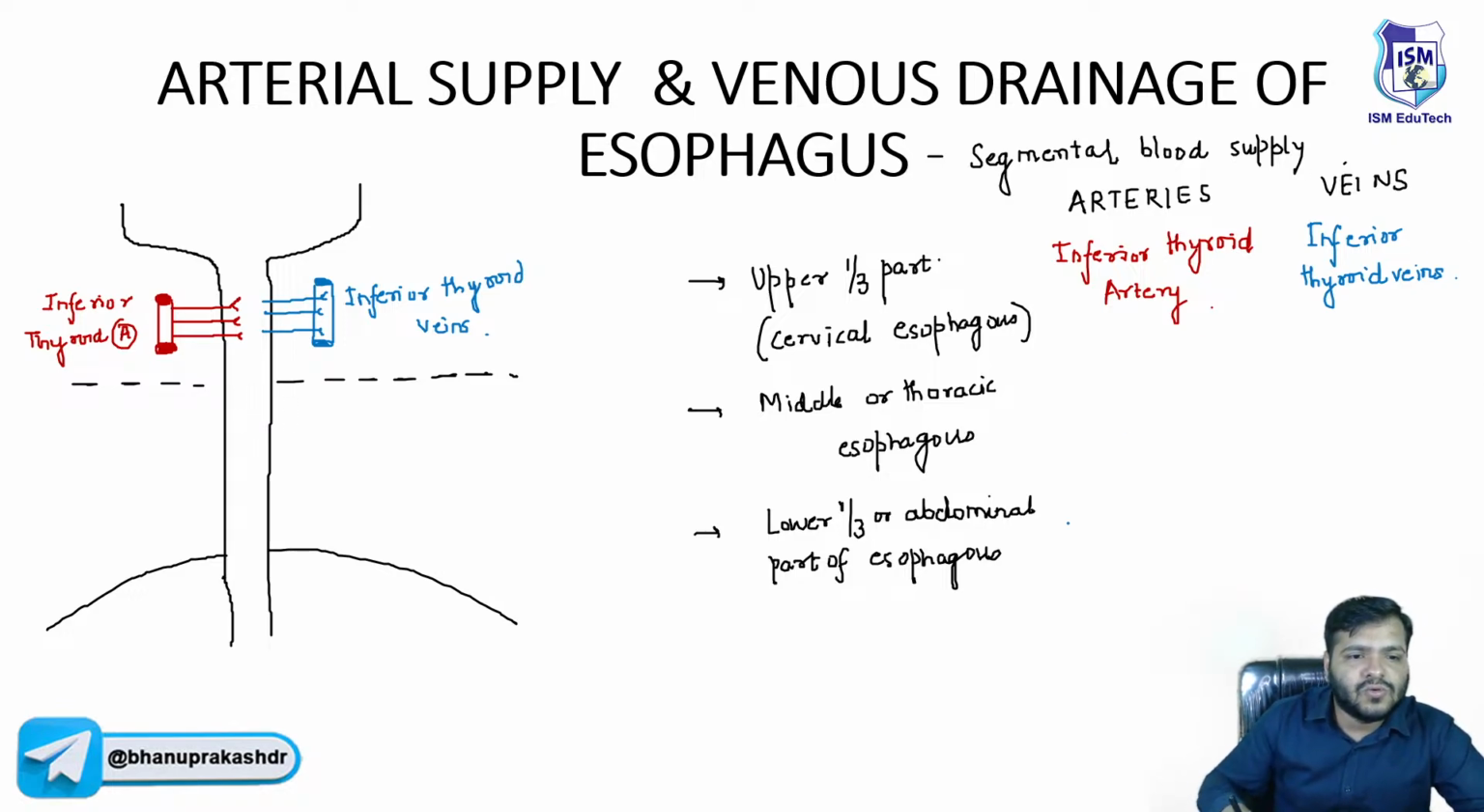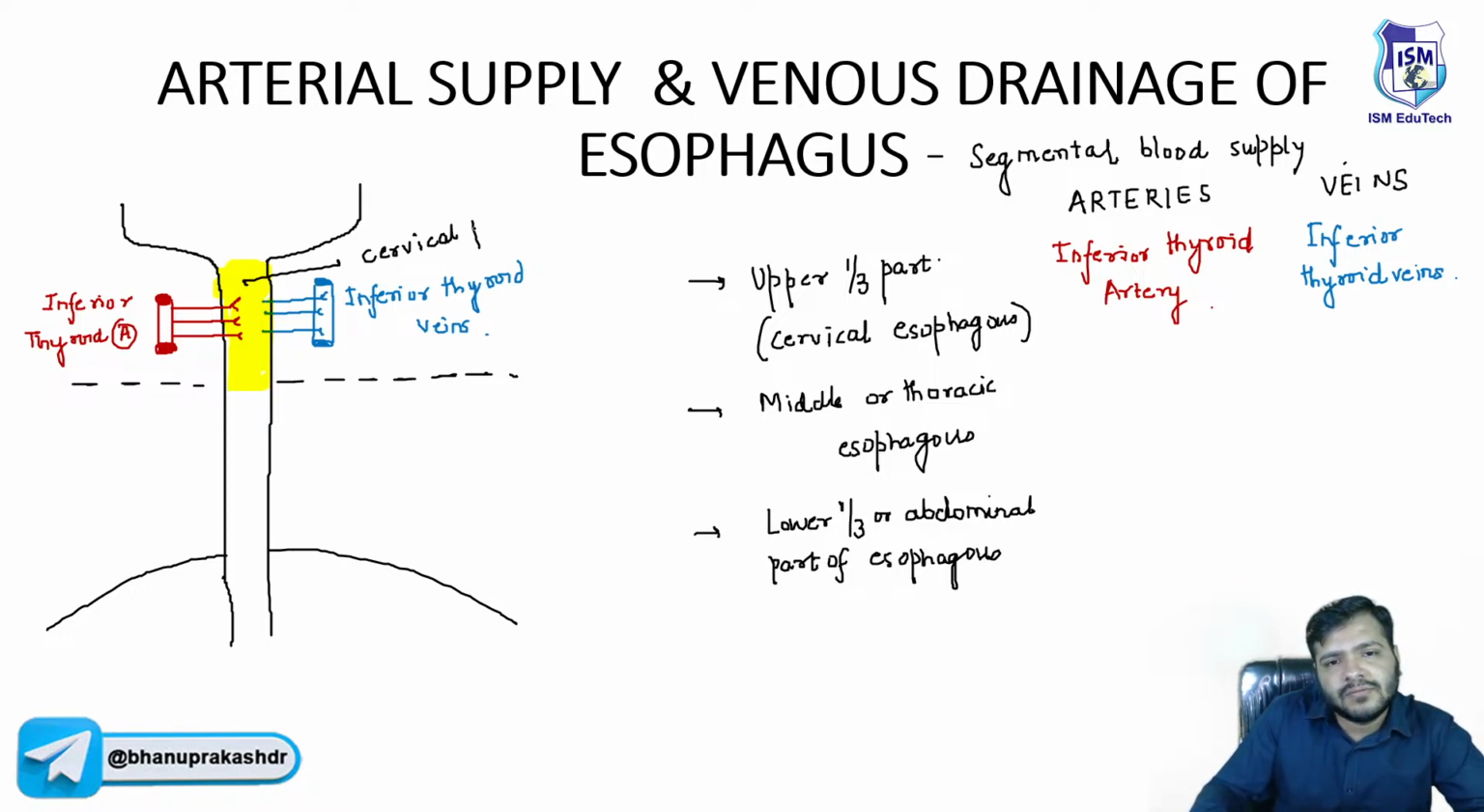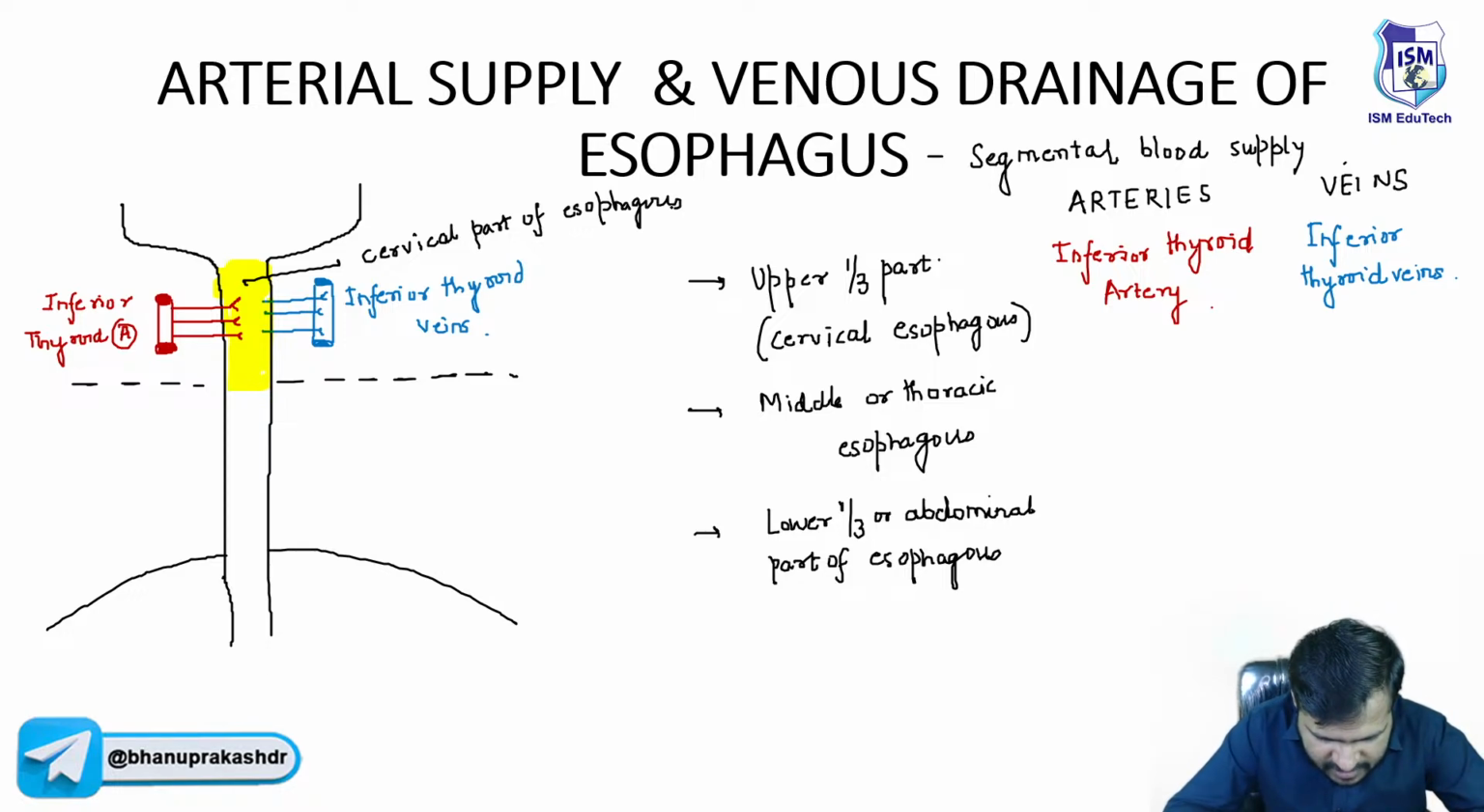Now coming on to the second part, so you already know, we have already discussed the cervical part of the esophagus, right? Now coming on to the thoracic part, beta. So this yellow one is the cervical part of the esophagus. Now tell me for the second one, which artery will supply the blood to the thoracic part of the esophagus?